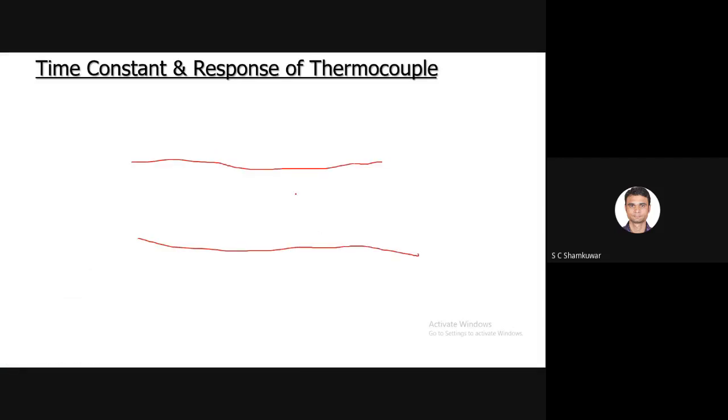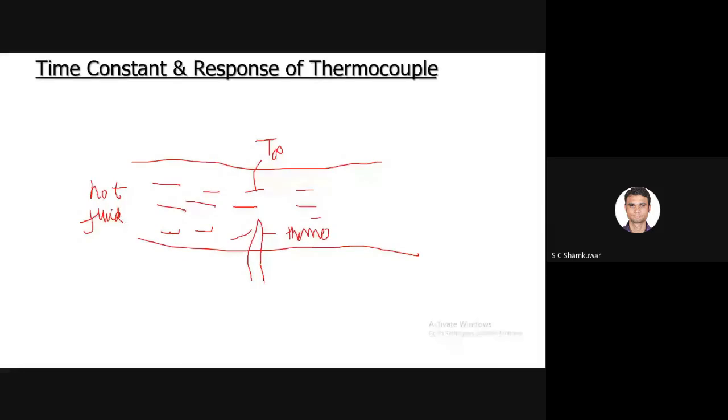This is any pipe, and in the pipe you are inserting, suppose, a thermocouple, and this is a fluid which is flowing. The temperature of this fluid is, suppose, T infinity, and it is a hot fluid. Generally, thermocouples are used to find the temperature of a hot fluid.